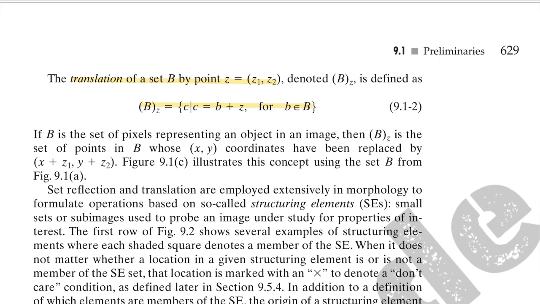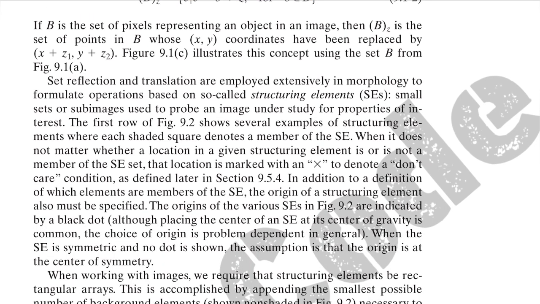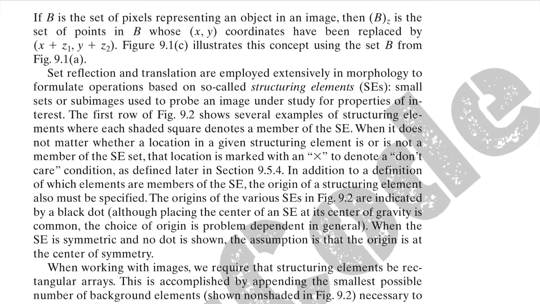Next is something known as structuring elements. So what is a structuring element? A structuring element is, you can say, a sub-image which is used to probe the main image for properties of interest. For example, with this structuring element, we are trying to find out some properties of the main image. That is all about SE.